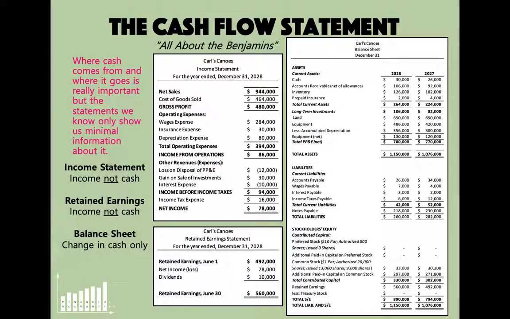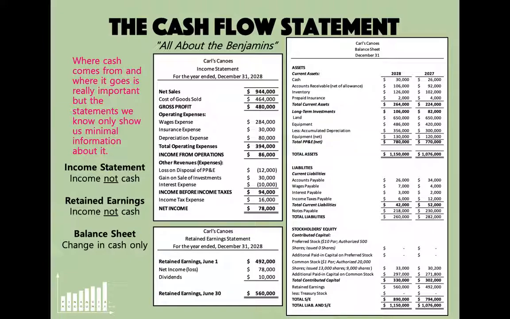We talked about how the income statement, the retained earnings statement, and the balance sheet don't really provide us with the information we want to know about cash. The balance sheet minimally tells us how much cash went up or down, but it doesn't tell us why. The income statement and retained earnings statement are focused on income measures, which are not cash.